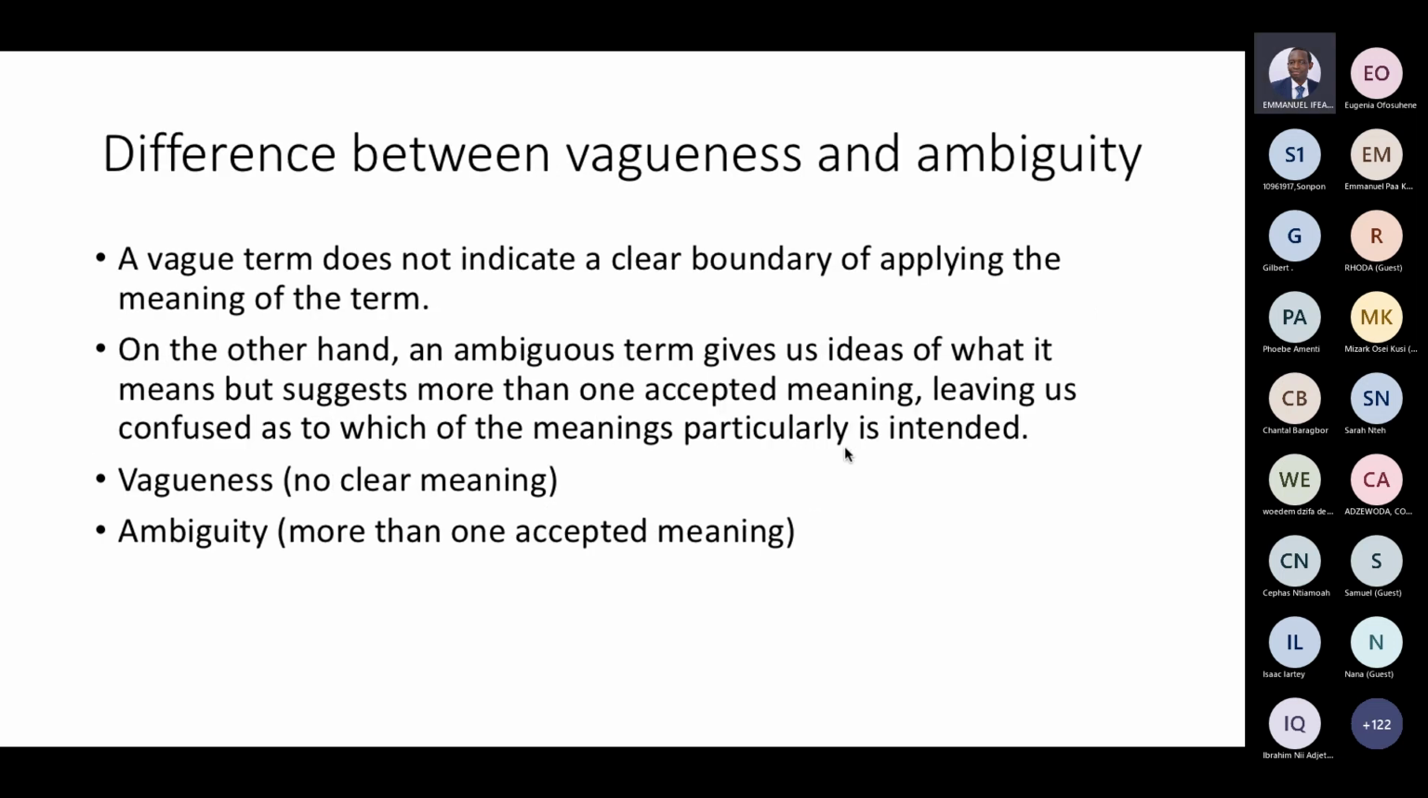Now we have the difference between vagueness and ambiguity. Let's summarize what we know. A vague term does not indicate a clear boundary for applying the meaning of the term. On the other hand, an ambiguous term gives us ideas of what it means, but suggests more than one accepted meaning, leaving us confused as to which meaning is intended. So vagueness is no clear meaning, ambiguity means more than one accepted meaning. So we need to be clear about this.